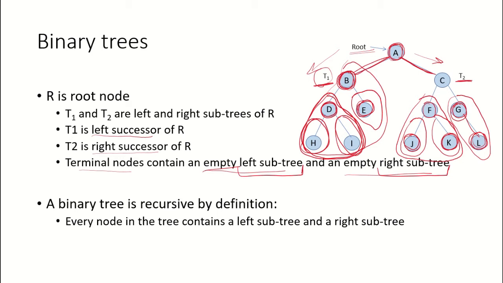So we have seen that the binary tree is recursive by definition. Each node in the tree contains a left subtree and a right subtree.